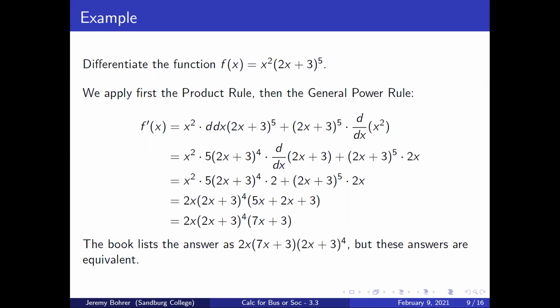+ 3)⁴ times the derivative of 2x + 3, plus (2x + 3)⁵ times 2x, which is x² times 5(2x + 3)⁴ times 2 plus (2x + 3)⁵ times 2x, which is 2x(2x + 3)⁴ times (5x + 2x + 3), which is 2x(2x + 3)⁴ times (7x + 3). The book lists the answer as 2x(7x + 3)(2x + 3)⁴, but these answers are equivalent.